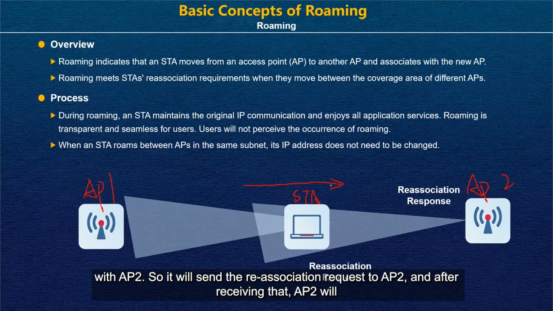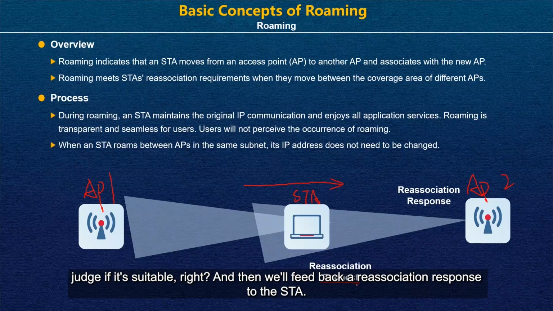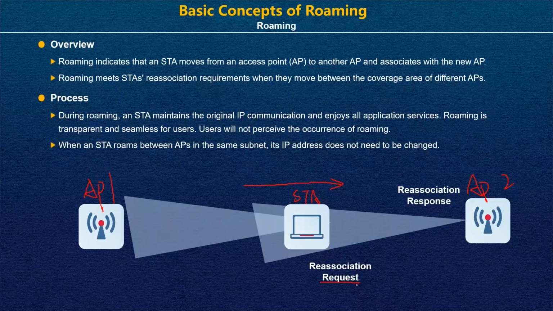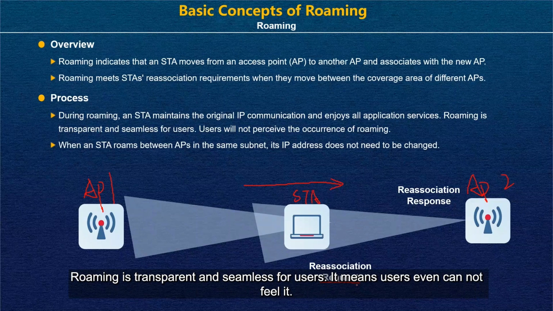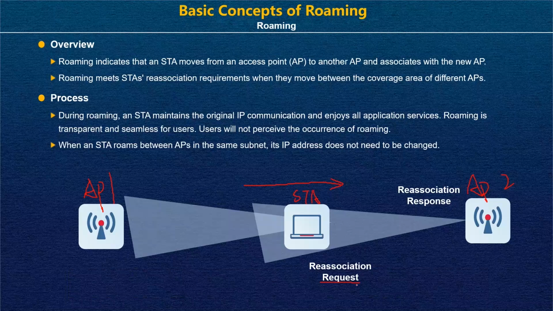Okay, so it will send a reassociation request to AP2. And after receiving that, AP2 will judge if it's suitable, right? And then will feed back a reassociation response to the STA. So during the roaming, the STA maintains the original IP communication, enjoys all application services. Roaming is transparent and seamless for users. Means users even cannot feel it.